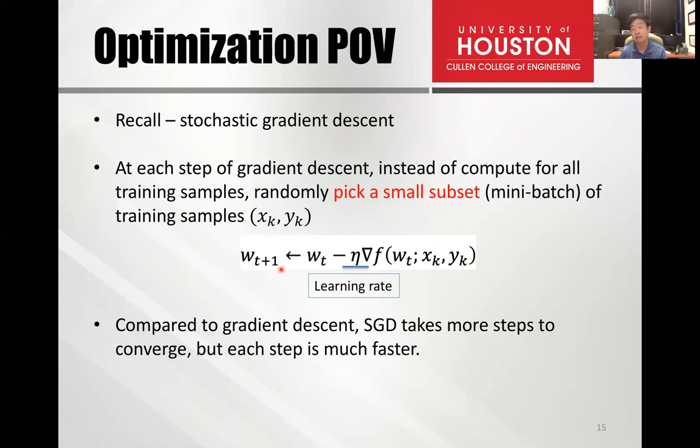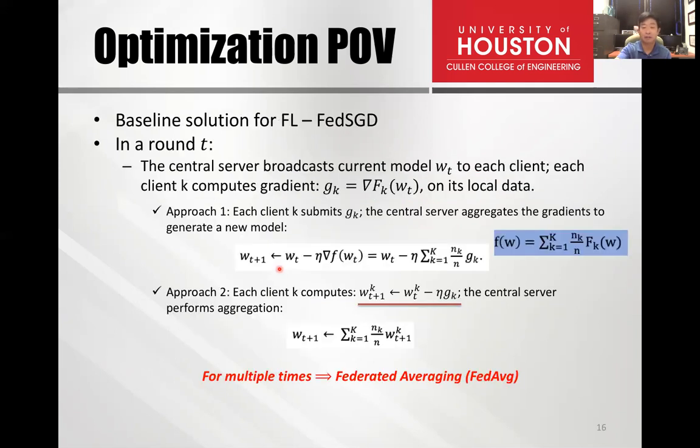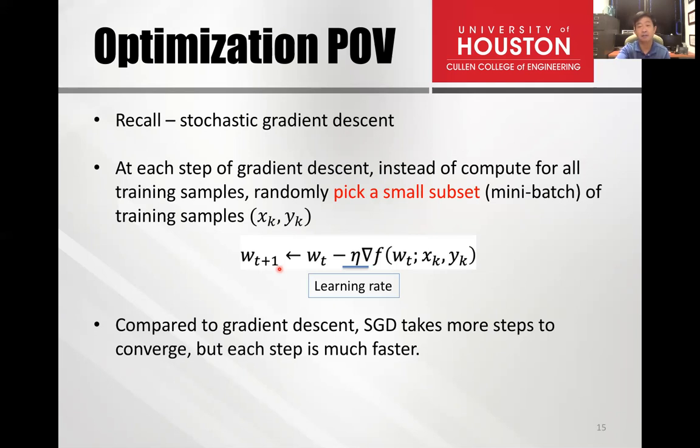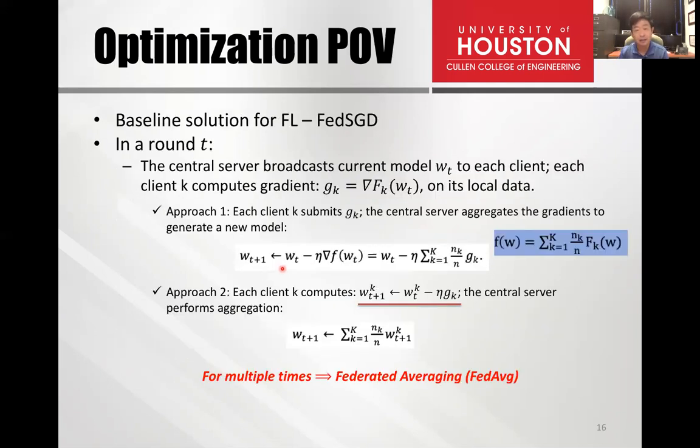In this case, we can update the result very quickly. In other words, whatever data you have, we just update, and then we can wait for the rest to get the data. And then we have this federated stochastic gradient descent method. This is typically for federated learning. It is a baseline.